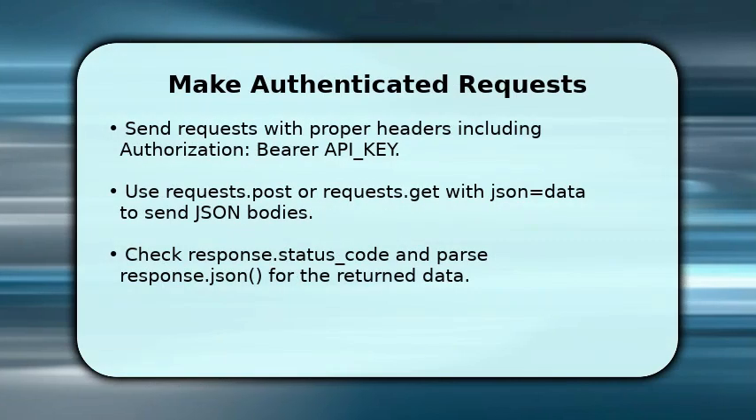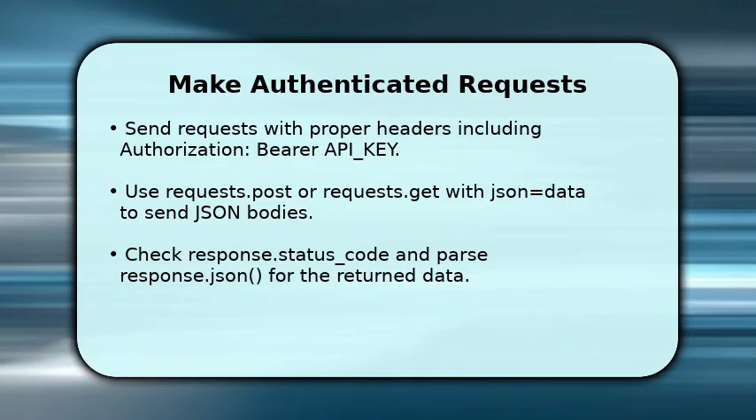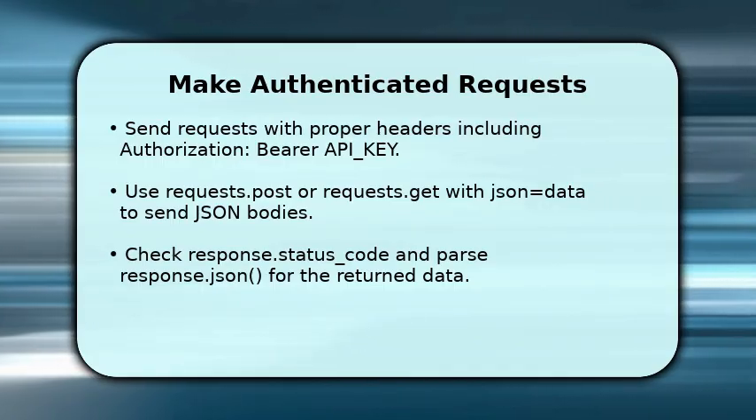Build a request object containing the endpoint, headers, and payload before sending. Include Authorization: Bearer API_KEY in headers to authenticate every call. Use requests.post or requests.get with json=data to send JSON bodies and set timeout values.